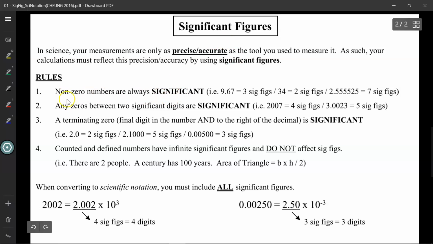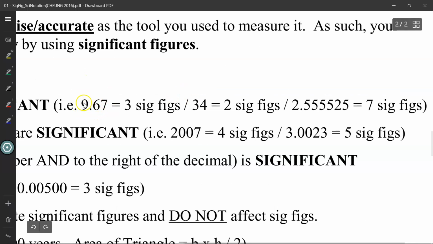All right, so first rule, non-zero numbers are significant. They are numbers that we can trust. So in this number here, 9.67, this is not a 0, this is not a 0, this is not a 0. So therefore there are 3 significant figures in this particular value. Over here we have 2 sig figs because there's 2 numbers that are not 0. Over here we have 7 sig figs because there are 7 values that are not 0.